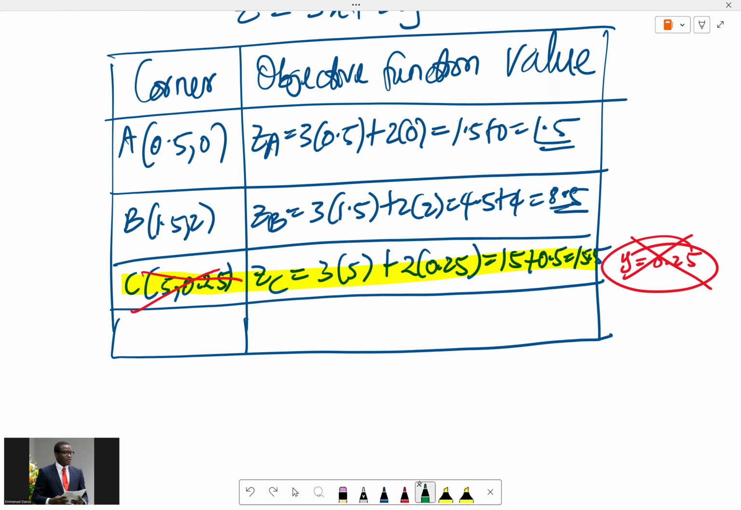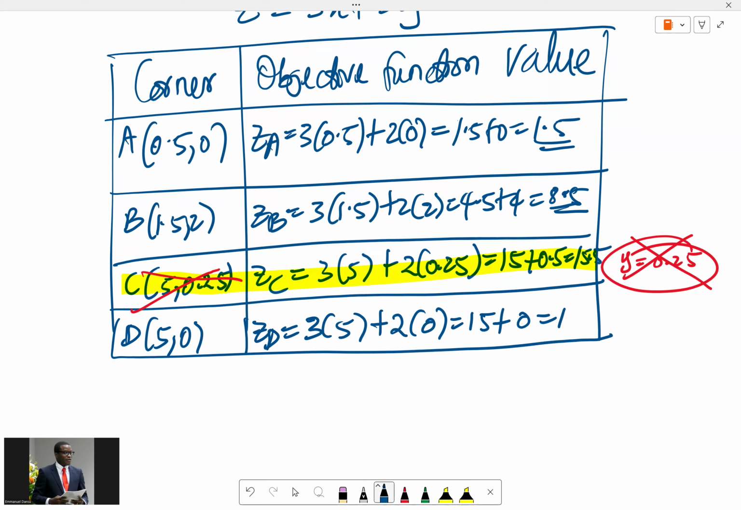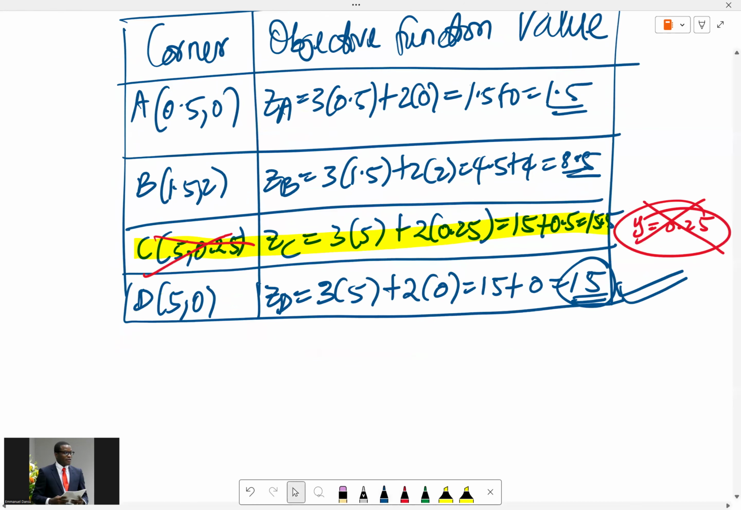So now we have D. I shouldn't even have bothered with that. D now is 5 comma 0. So ZD is equal to 3 times 5 plus 2 times 0. That is 15 plus 0, which is 15. So at the end of the day, this 15 is the biggest.